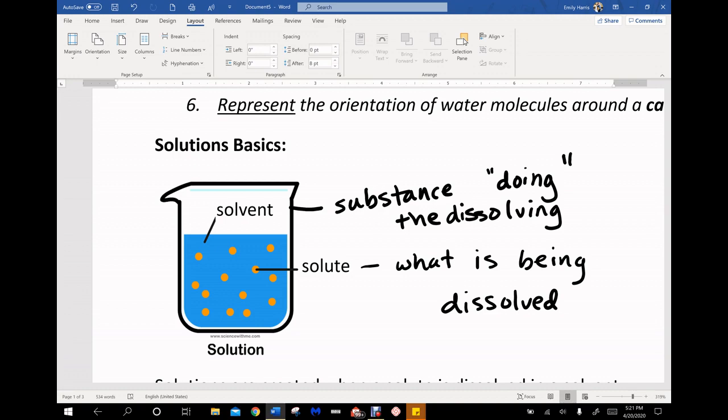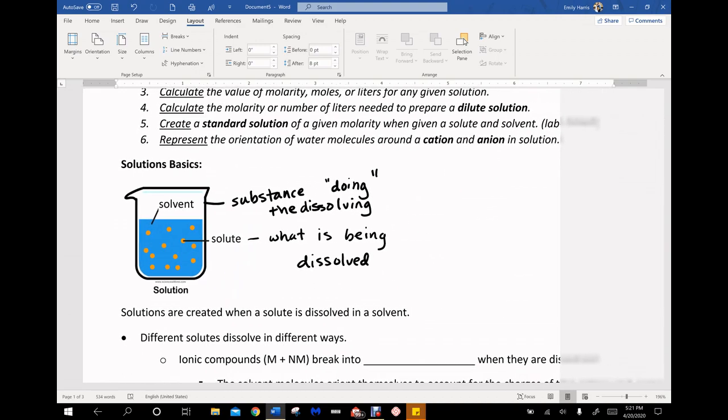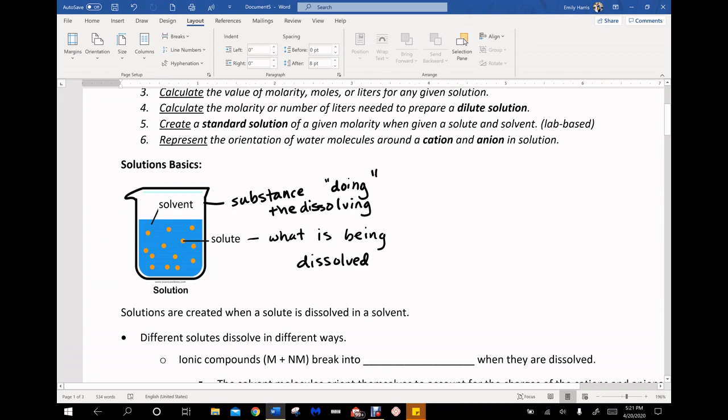And typically the universal solvent that's very good at dissolving a lot of things is the substance water, H2O. So you'll see that as the basis for a lot of the solutions that we'll run into. Oftentimes the phrase you'll hear in that case is an aqueous solution, and that just means that the solvent is water.